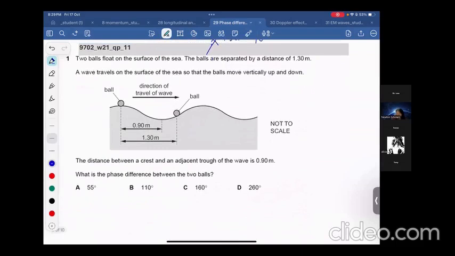What is the phase difference between the two? Phase difference is the distance between the two divided by the wavelength, times 360 degrees. So boys and girls, can you try? What is the distance between them? And then what is the wavelength? Then times 360. Then I know what their difference is.